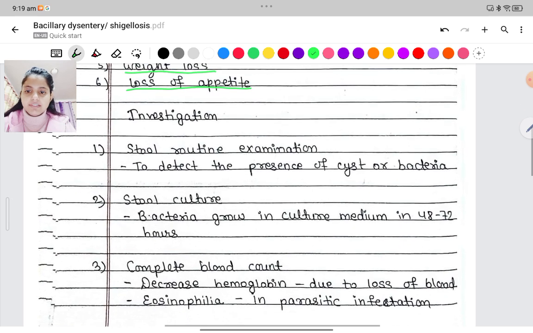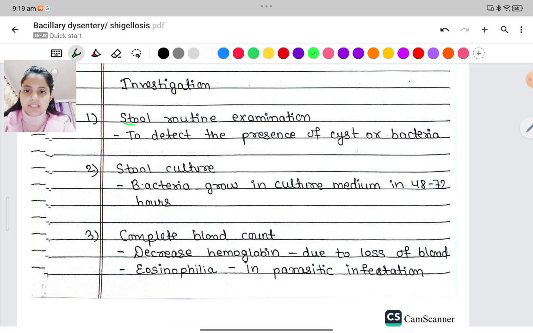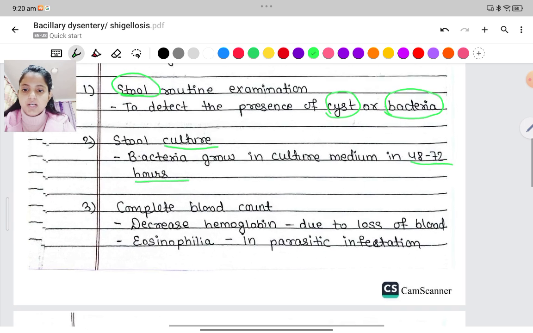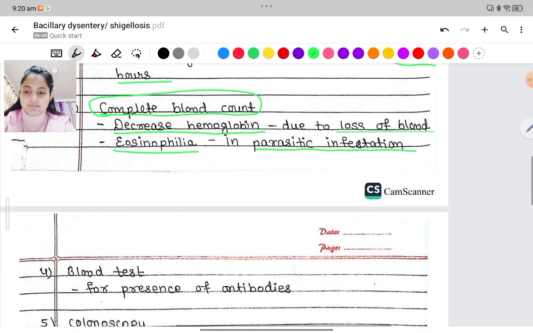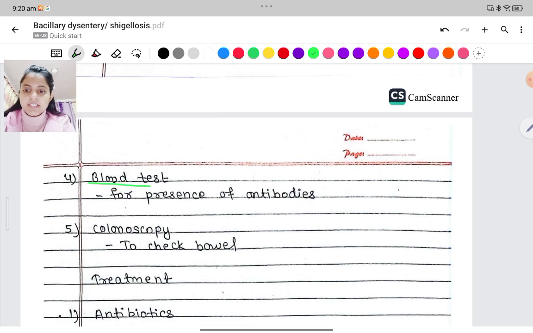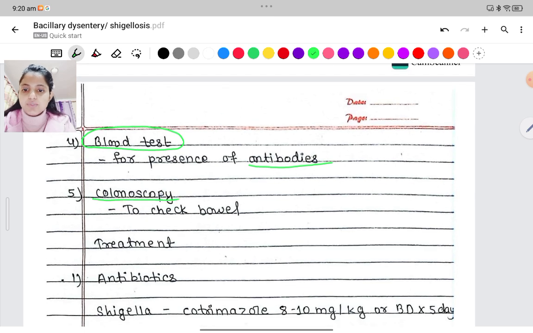For the investigation, we do the stool routine examination, and in stool we see the presence of cyst or bacteria. We can do the stool culture, where bacteria grow in culture medium in 48 to 72 hours. We do the complete blood count, in which we can see decreased hemoglobin due to loss of blood, eosinophilia in parasitic infestation. We can also do the blood test to see the presence of antibodies. We can do the colonoscopy to check the bowel.